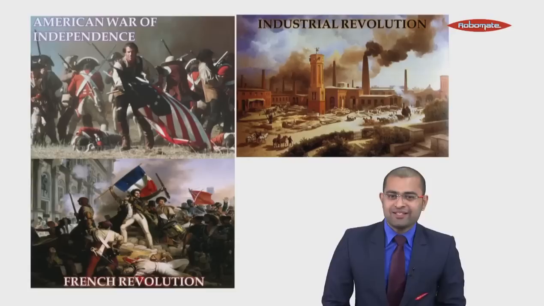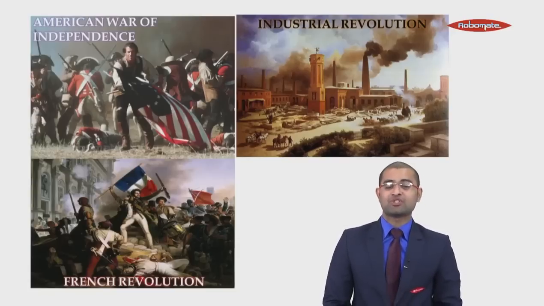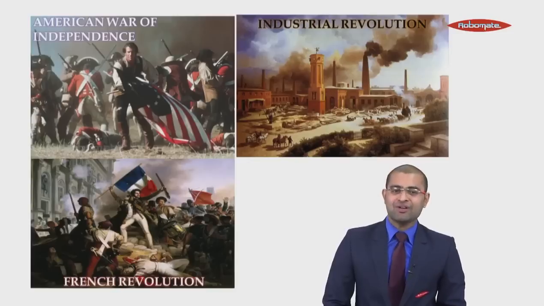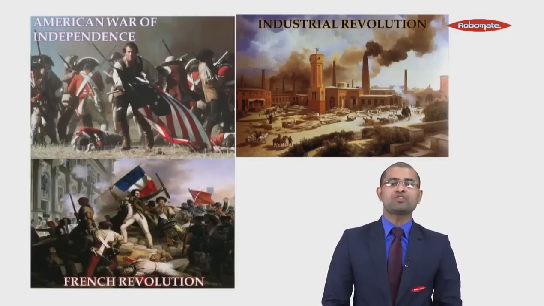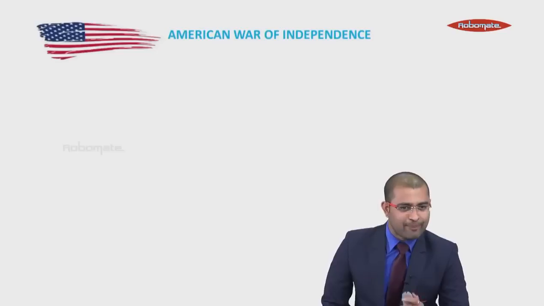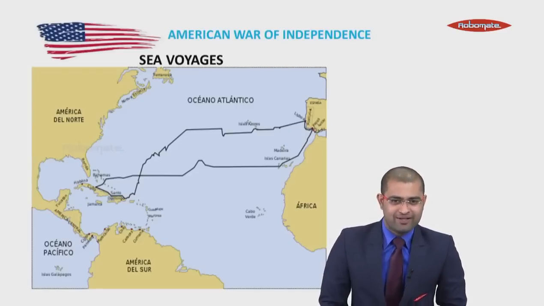The American War of Independence is a political revolution. The French Revolution is a social revolution, whereas the Industrial Revolution is an economic revolution. So today we are going to start with the American War of Independence. Let us understand what exactly happened.